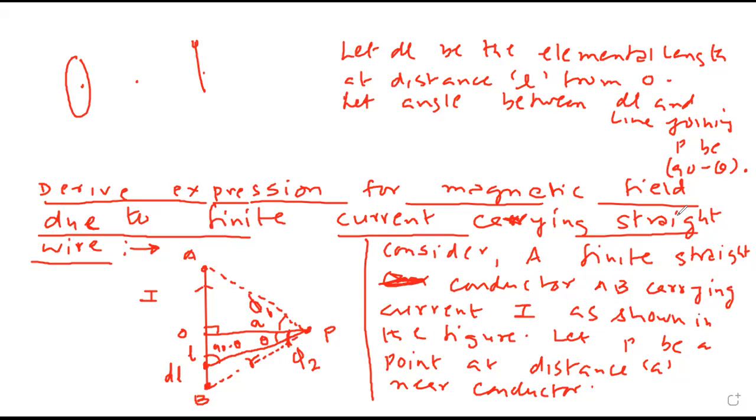Consider a finite straight conductor AB carrying current I as shown in the figure. Let P be a point at distance A near the conductor. Let dl be the elemental length at distance L from O. Let the angle between dl and the line joining P be 90 minus theta.